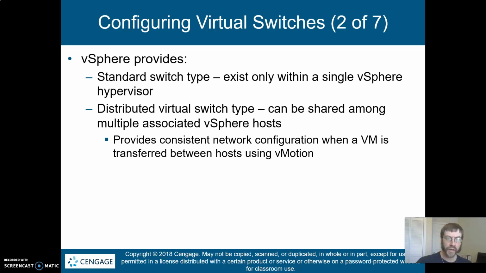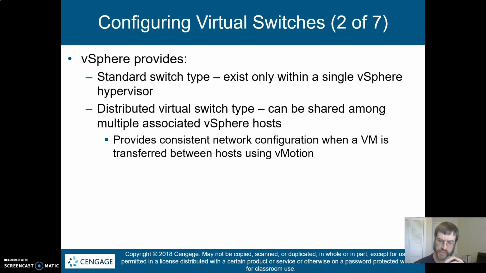Anyway, so vSphere provides two different kinds of switches, standard and distributed. Standard switches exist only on a single vSphere hypervisor, and if you have the unlicensed ESXi host, that's literally all you can do. If you need to have the same kind of situation on more than one unlicensed ESXi host, you're going to have multiple copies, as it were, of the same standard switch. So you can manually pick up and move a VM from one place to another. But it is not going to be able to automate that for you in any way, shape, or form.